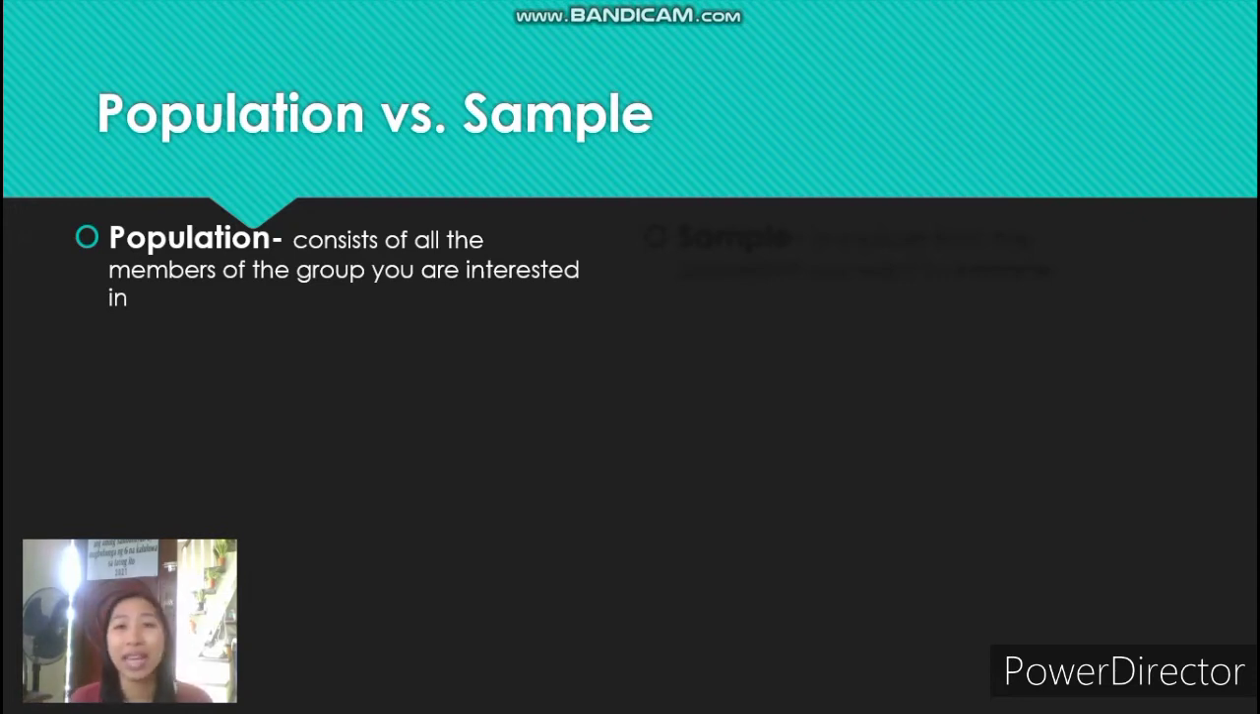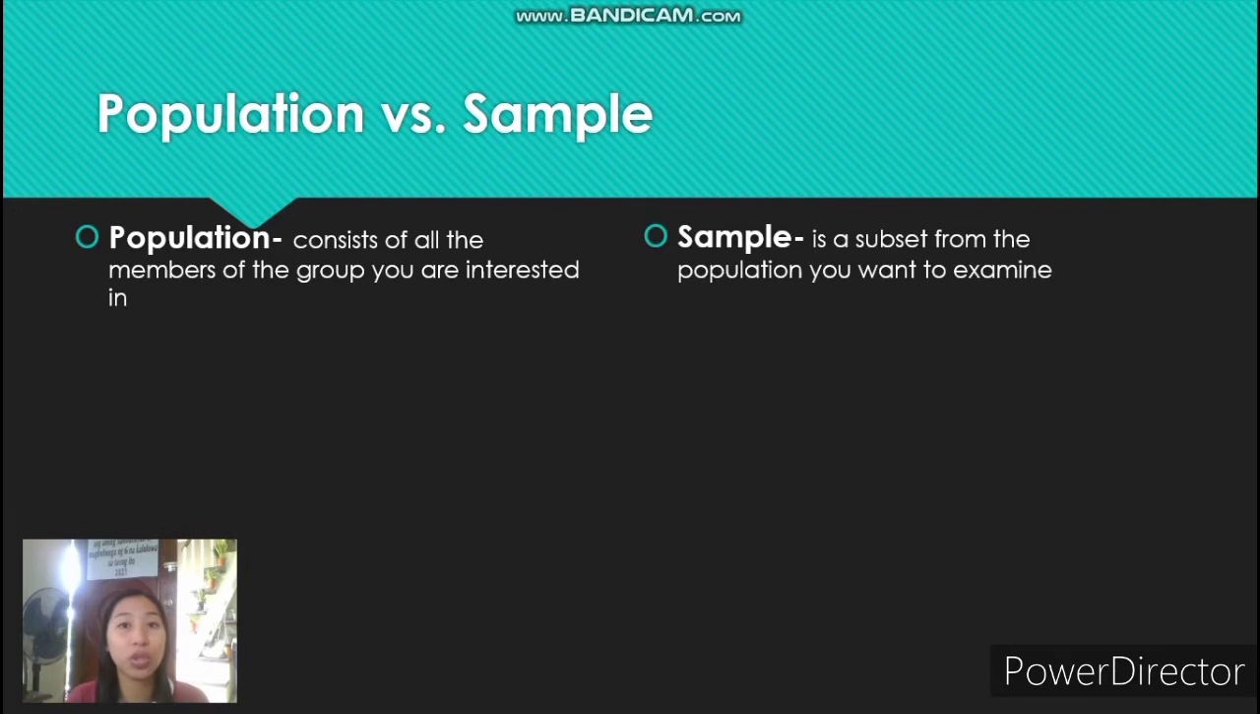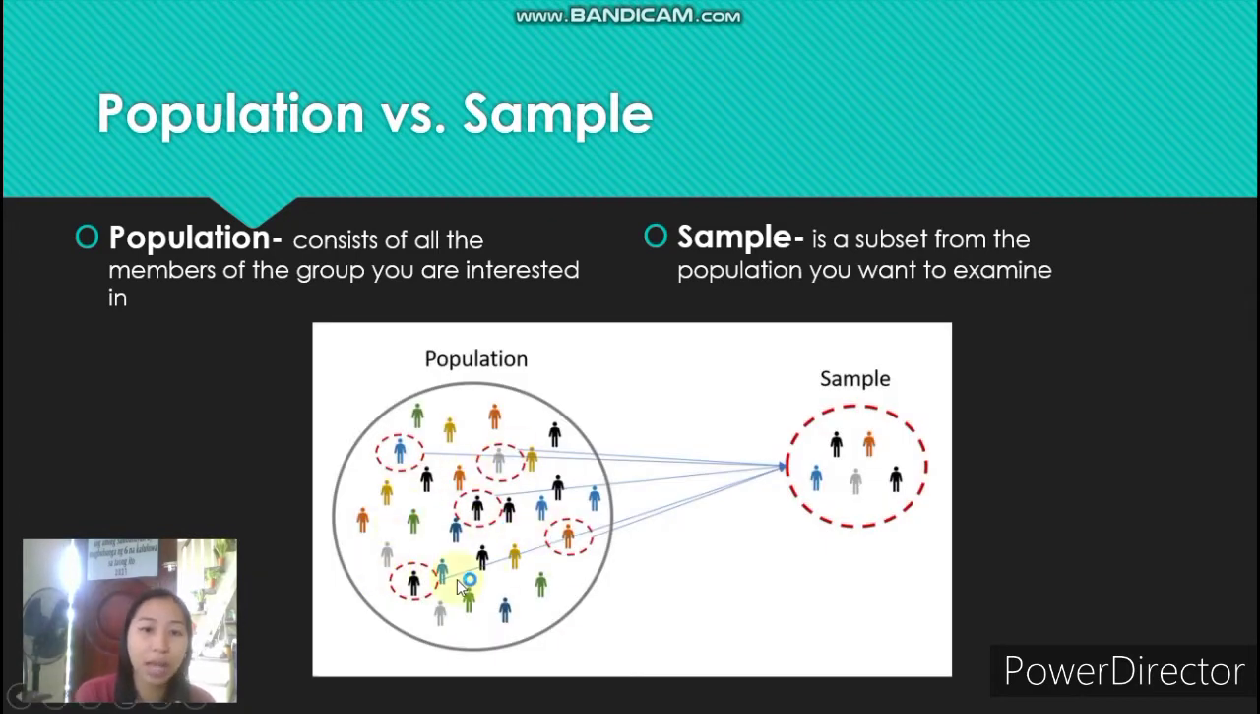Now, most of the time, you cannot get the whole population, especially if your target population is very large. So what we are going to do is get a sample instead. From that huge population, you select some members of that population, and that is called a sample. A sample is a subset of the population you want to examine. So you get only a few from here and then use them to represent your entire population. For example, here is a picture.